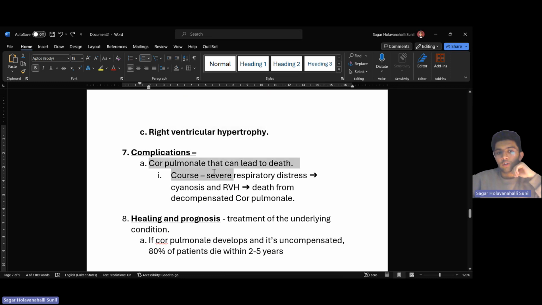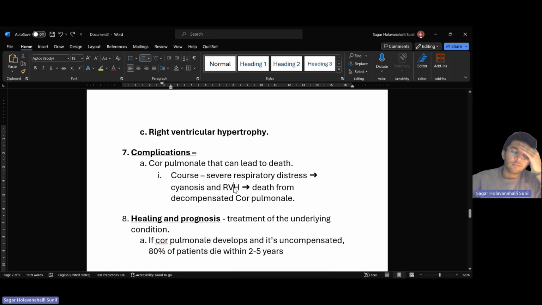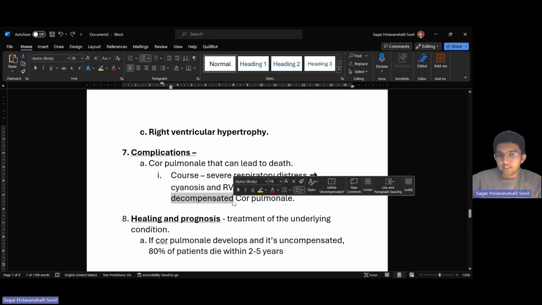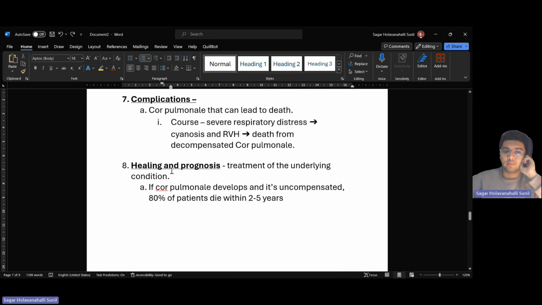Complications: ultimately cor pulmonale can lead to death. How does this occur? Well, you have the hypertension occurring. It can cause severe respiratory distress, cyanosis, and right ventricular hypertrophy. And then there could be a lot of oxygen requirements by the ventricle, and when it gets decompensated, when it's not compensated, it can result in heart failure, but on the right side, so-called cor pulmonale.